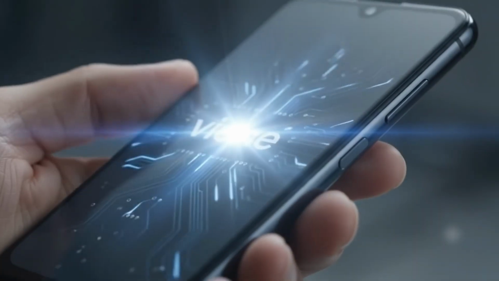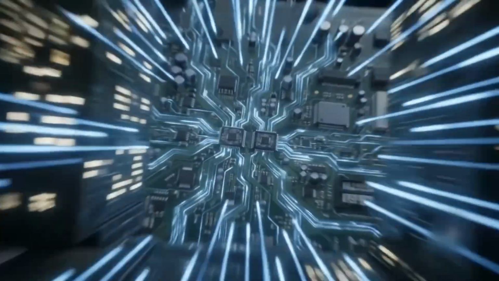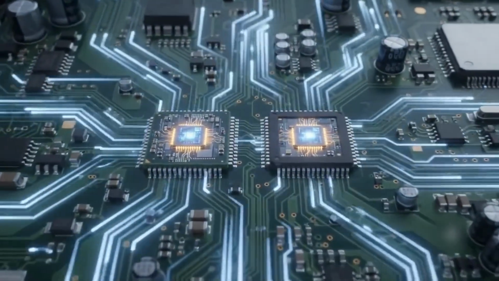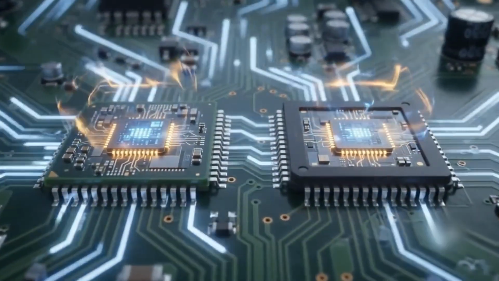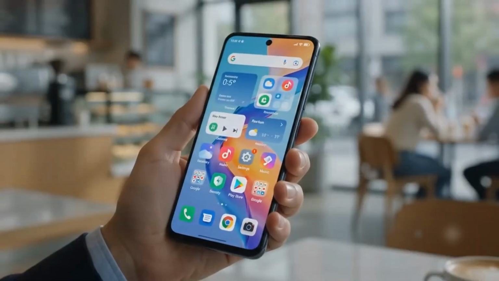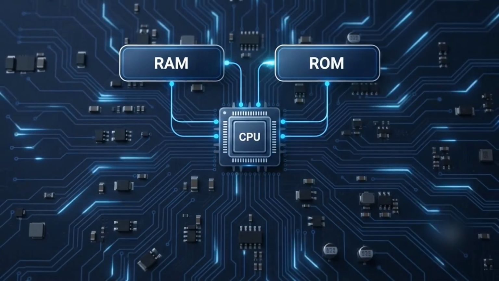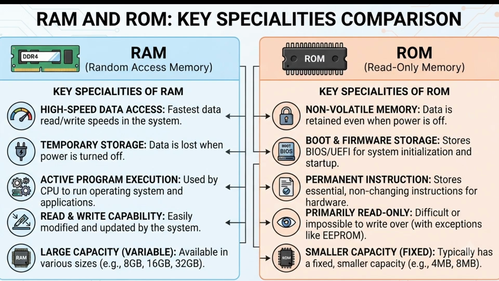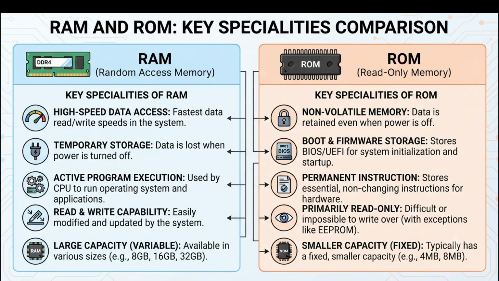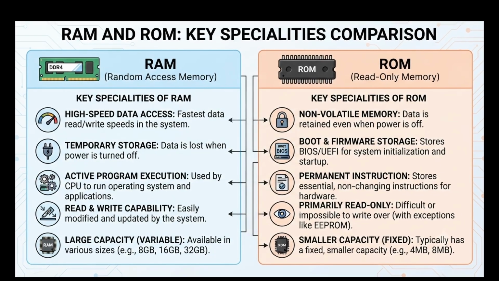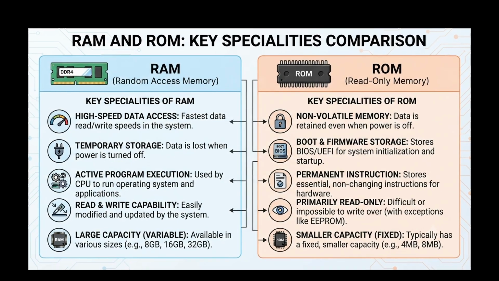Every time you turn on your computer or phone, two tiny pieces of hardware are working behind the scenes to make everything possible, and most people have never really understood the difference between them. I'm talking about RAM and ROM. By the end of this video, you'll know exactly what they do, how they're different, and why your device literally cannot function without both. Let's break it down.